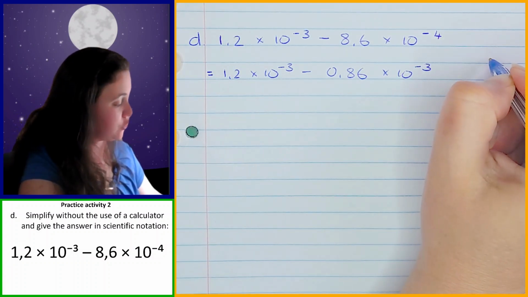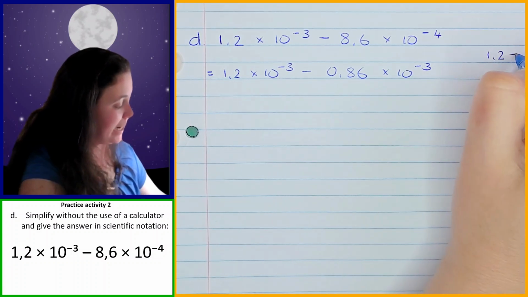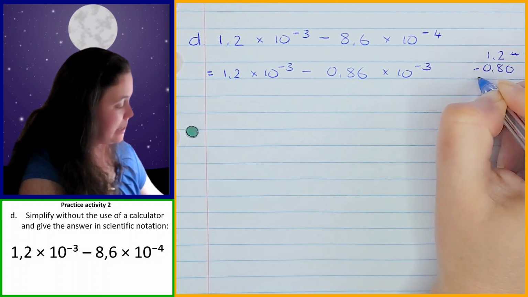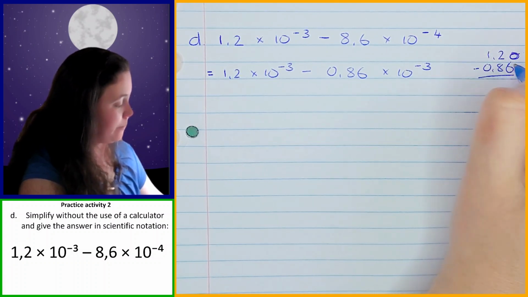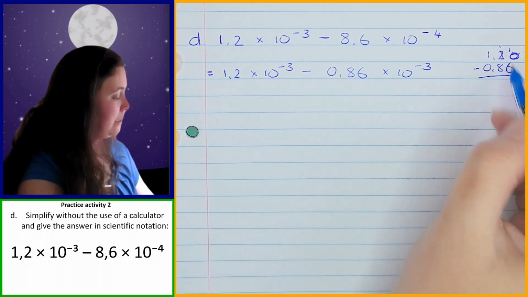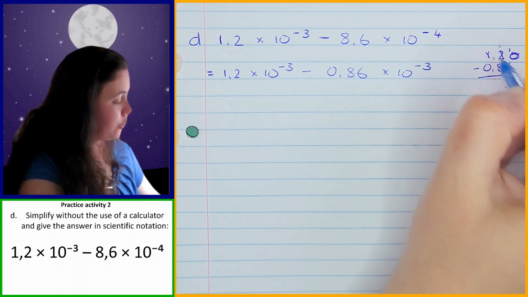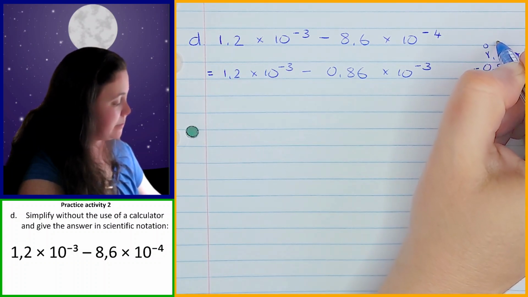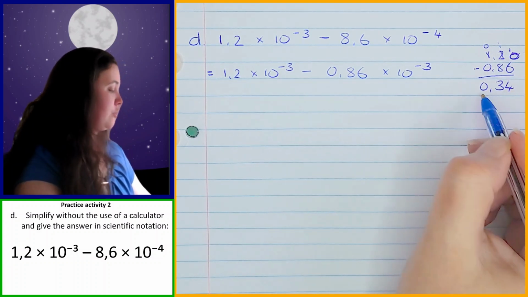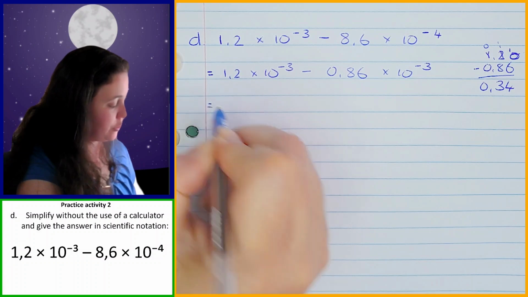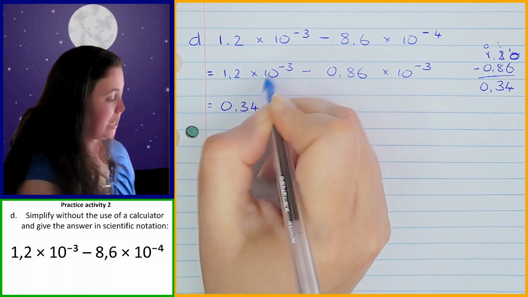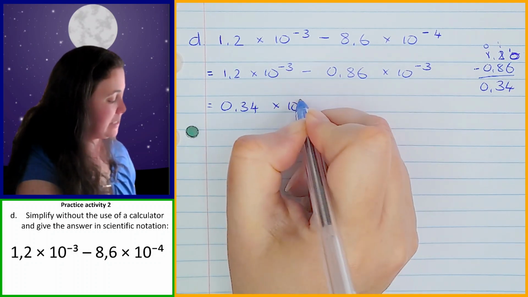So if I have 1.2 minus 0.86, this is 0 minus 6. I have to borrow, so that's 1, and that becomes 10. Minus 6 is 4. I borrow again, that becomes 0. This becomes 11. Minus 8 is 3. And 0 minus 0 is 0. So 0.34. Okay, so over here, I get 0.34 times 10 to the power of negative 3, the 10 hasn't changed.